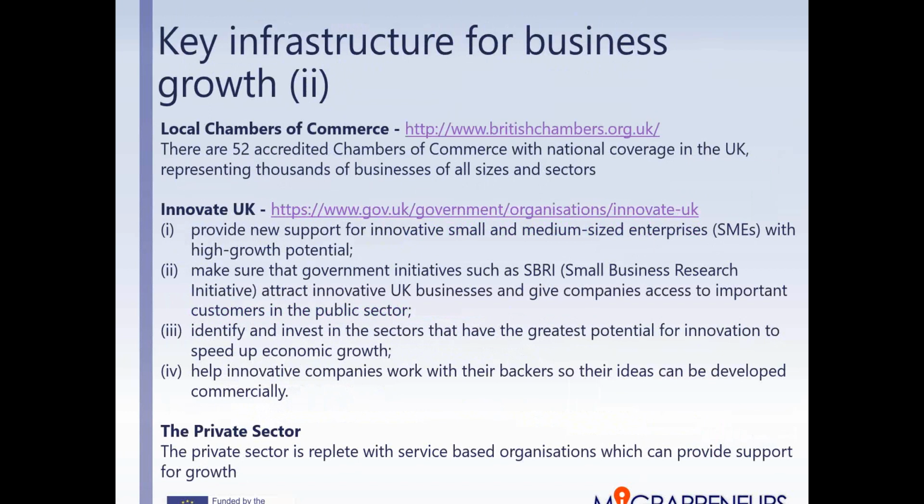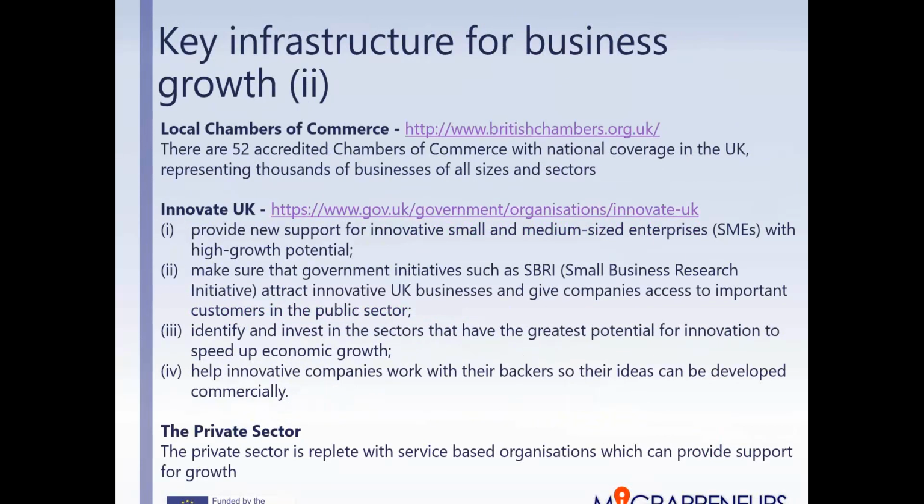Within the UK, we have a very good network of chambers of commerce, and they're very traditional and very well known, and are quite powerful within the UK business. And there are 52 accredited chambers across the UK, and they represent thousands of businesses of all sizes and sectors. So they are very well established.